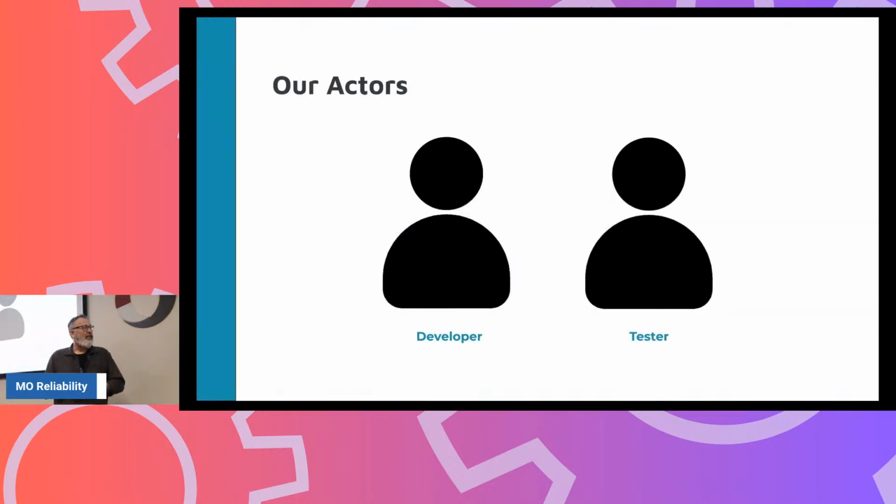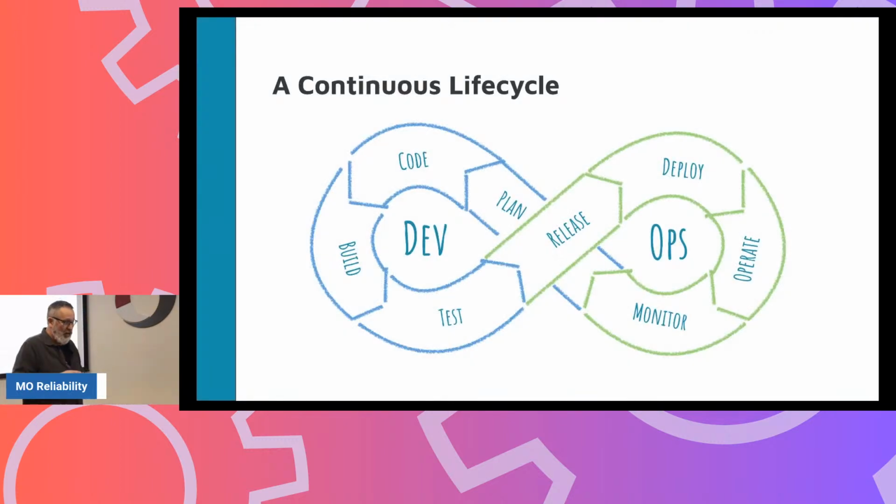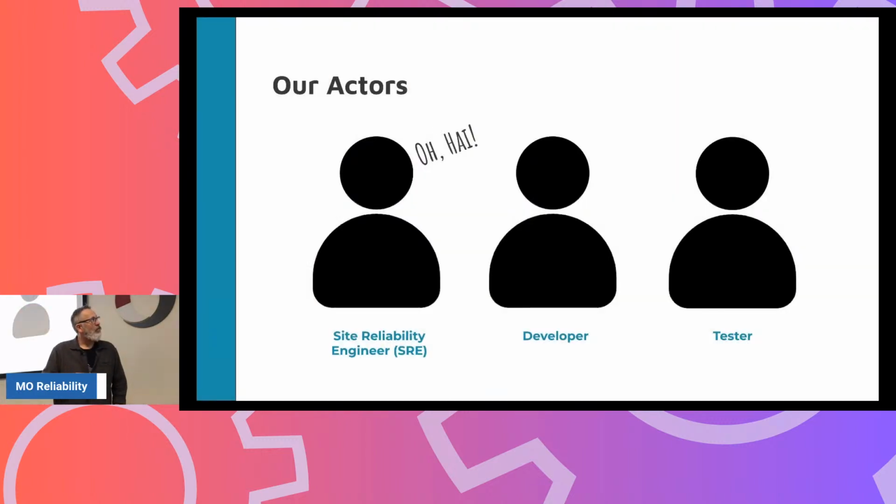So here are our actors. We've got the developer, and then we've got the tester. And then we've got yet another one, right? Code reuse, essentially. But yeah, so we have our continuous loop here, our software development lifecycle as it goes through. We created this whole DevOps paradigm for dealing with all this. And of course, the site reliability engineer becomes a thing.